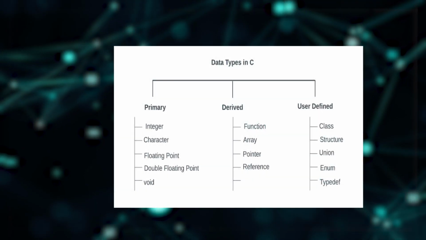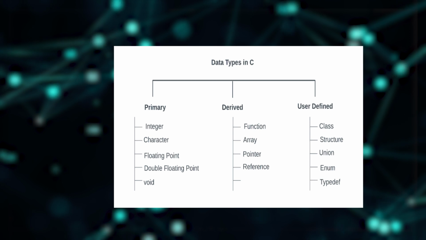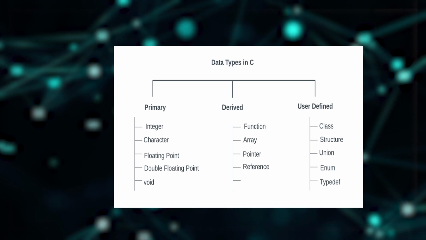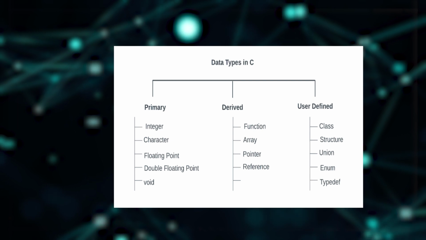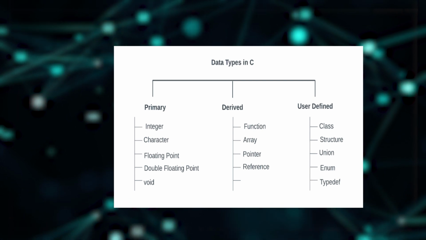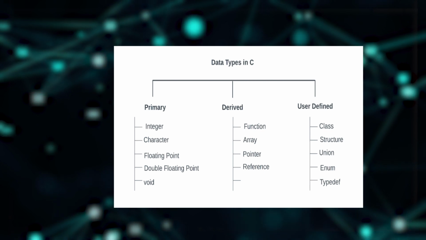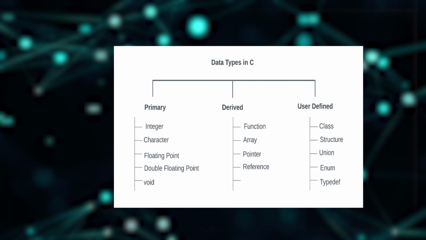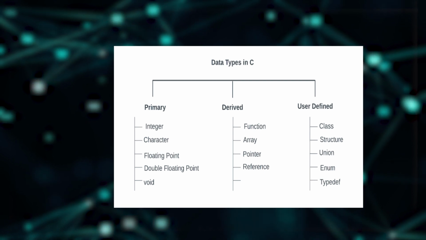As I told you earlier, the primitive or primary data types, like integers, characters, double, floating point, come under the primary data type or primitive data type. Under the derived data type, we have function, array, pointers and references, and the last is user defined data type: the class, structure, union, enum and typedef. Sometimes class is not considered in language C, so we can omit it in language C.